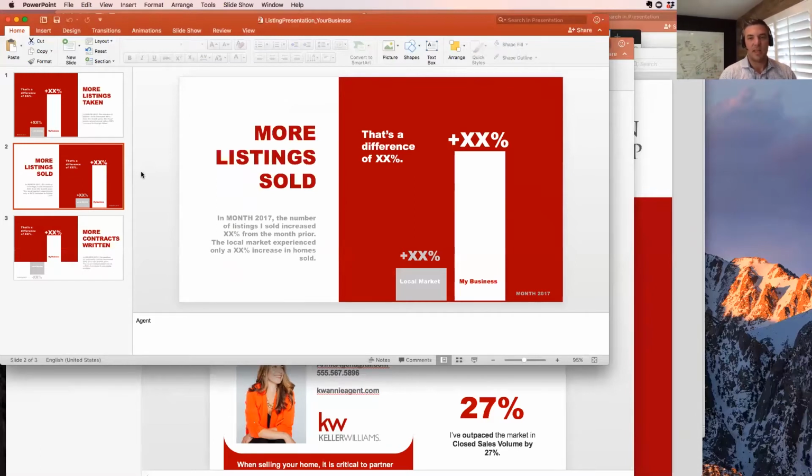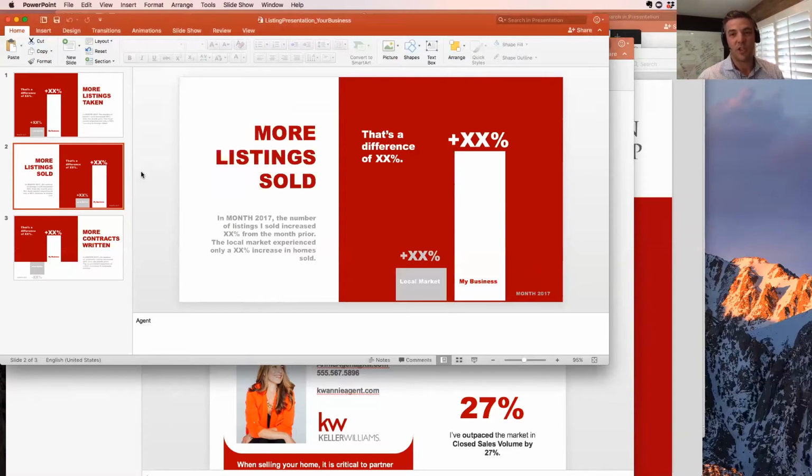Now, the couple statistics that I think are really critical right now to be talking about in your listing presentations is helping them understand what percentage of your listings sell compared to the market. Number 2 is, what is your sales price versus list price compared to the market. Number 3 is days on the market compared to the market. Number 4 is how are you performing in listings taken, and how are you performing in listings sold compared to the market.